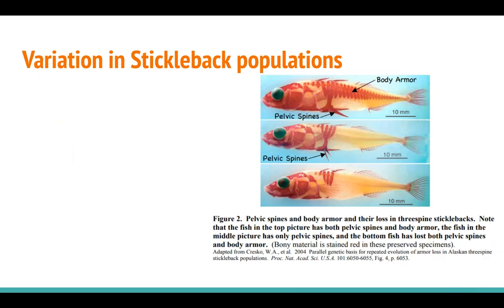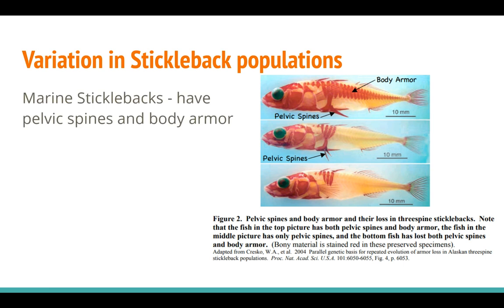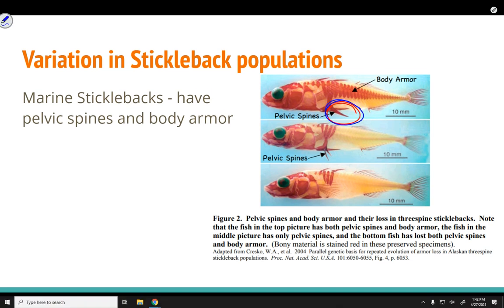Okay. So we are going to be looking here at first some of the variation that exists in these stickleback populations. Like I said, some of these live in the ocean, and some of them live in freshwater. Most marine sticklebacks, the ones that live in the ocean, have two specific traits that we're going to be talking about here. They have what are called pelvic spines, which are, in addition to the three little spikes on their back, a couple little spikes down at the bottom here. And they stained them red, so I should draw it like this. And body armor, which is kind of these hard scales that you see going down the sides of their body. They call that body armor. So those are the two traits that we're going to be talking about.